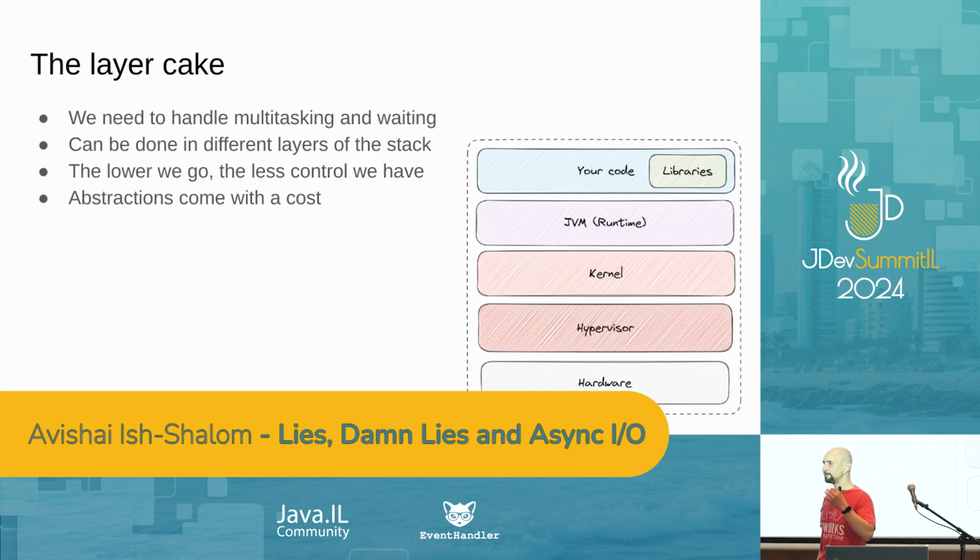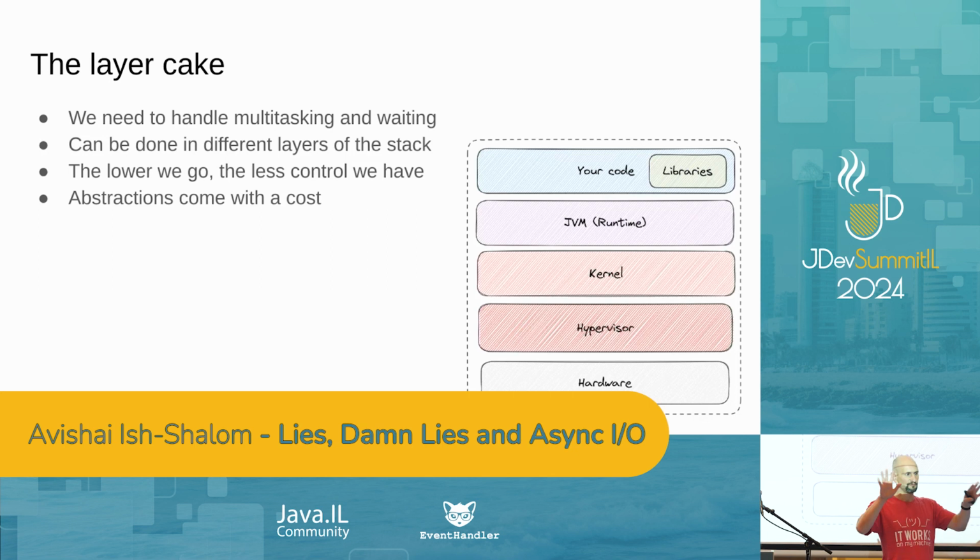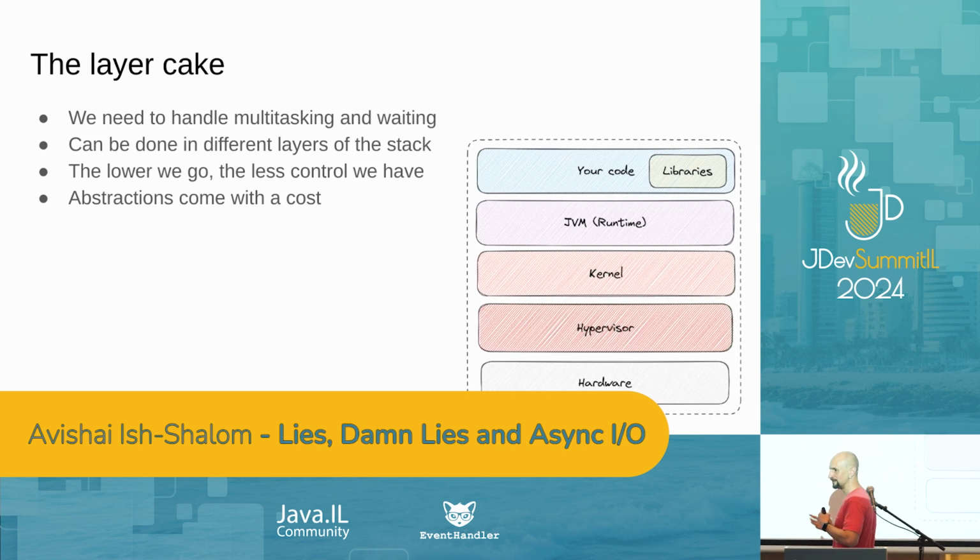And actually, we can implement the scheduler and the concurrency in any one of those layers. What does a hypervisor do? It shares multiple virtual machines on a single machine. How does it do this magic? It has a scheduler. How does the kernel allow multiple processes to run on the same virtual machine? It has a scheduler. Java can have a scheduler. Amazing.